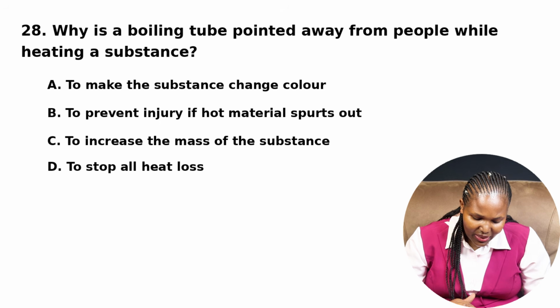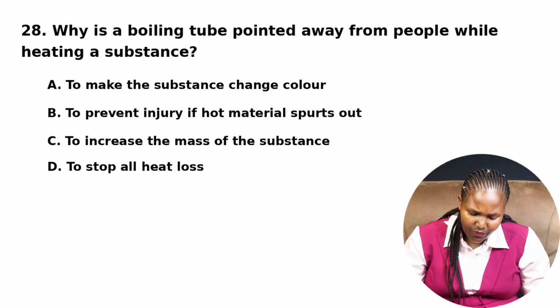To prevent injury if hot material spurts out. Very correct, B. And then C, to increase the mass of the substance. That is not correct. To stop all heat loss. That is wrong. Pointing towards people can cause injury. So we point away from people to prevent injury if hot material spurts out. Then we go to question number 29.